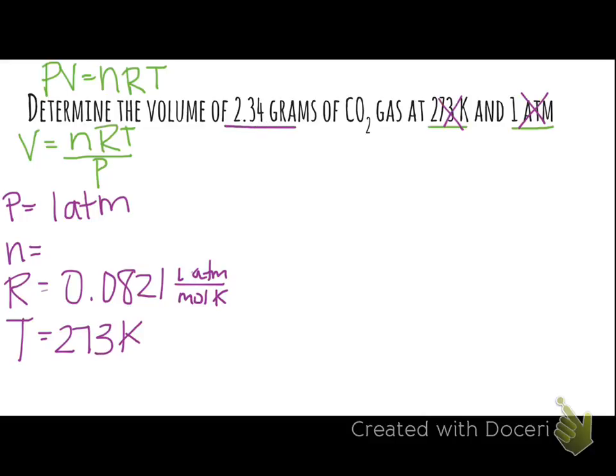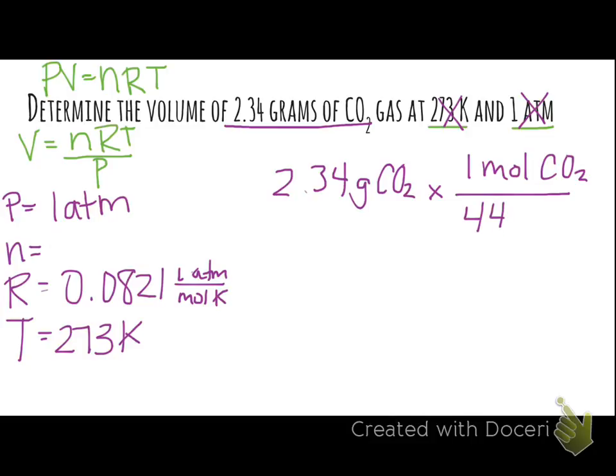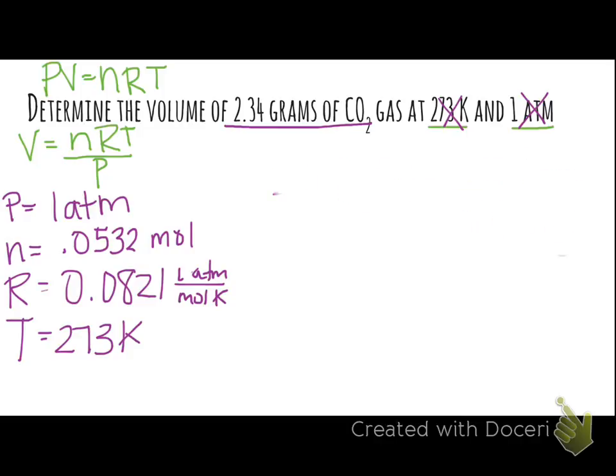Now, I'm left with this 2.34 grams of CO2. N stands for moles. So my 2.34 grams of CO2 needs to be converted to moles. So 1 mole of CO2 is 44.01 grams. That's your molar mass. So when we solve for that, that equals 0.0532 moles. Okay, so if you're given grams, remember that has to be in moles. We cannot just use that value because 0.0532 is a lot different than the 2.34 up here.